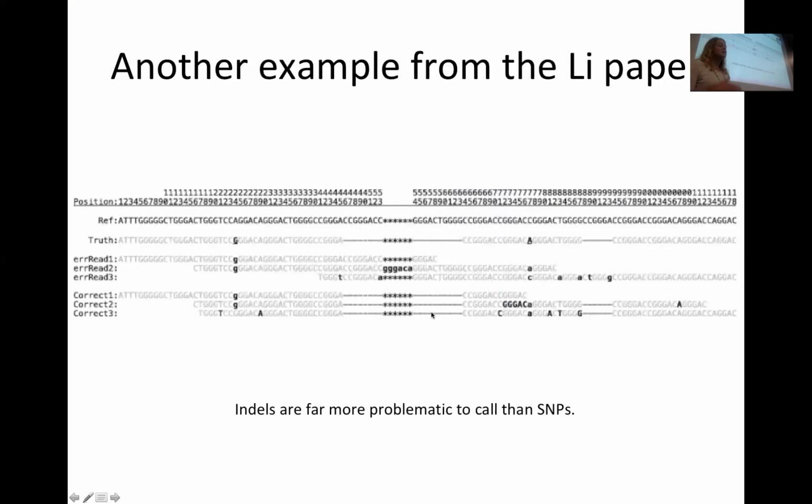Take home message: indels are far more problematic to deal with than SNPs. If you have a SNP, and whatever's on the right side and whatever's on the left side are identical, you're probably going to call it correctly. When you have insertions and deletions, your alignments get all wacky, and it's much more difficult to figure out.